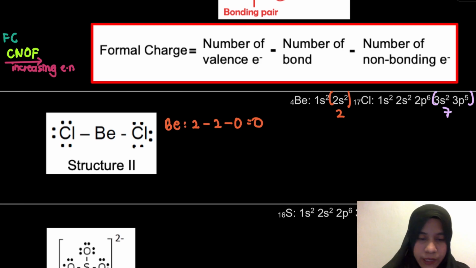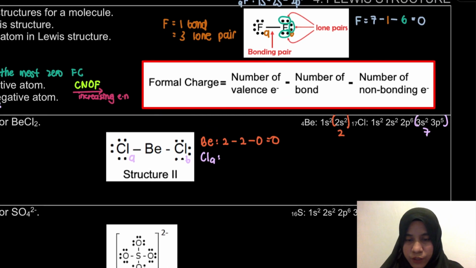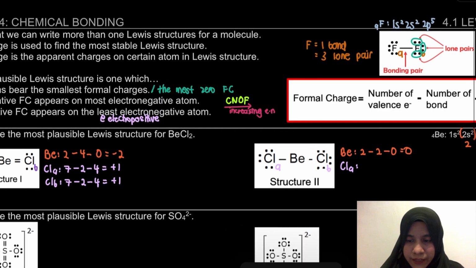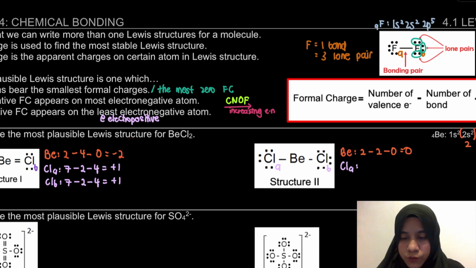Okay, how about chlorine? Ni I'm just going to label A, B lah. Tapi sama sahaja. Chlorine A. Okay. So, yang ini dia... kamu tengok beryllium yang ini lain. Charge dia lain. Ni charge dia lain pula. Okay. So, kita tengok chlorine A pula.